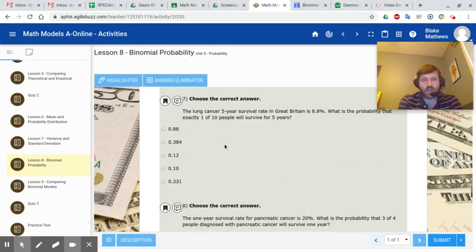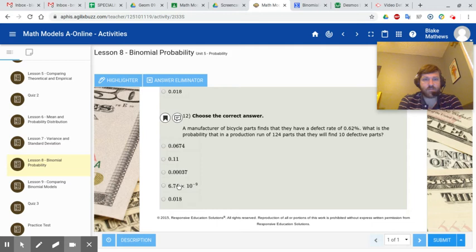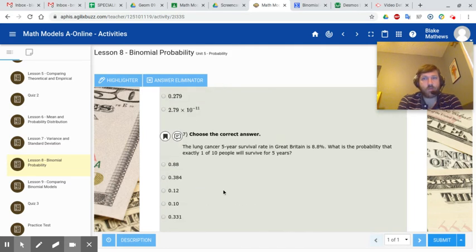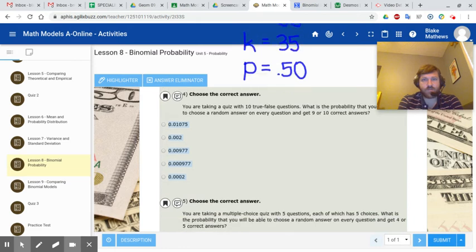The other ones, you're not going to have the issue. They're all just straight decimals, maybe except the last one. But I'm going to do one more, and we'll talk a little bit more about how we do N, K, and P for this one.